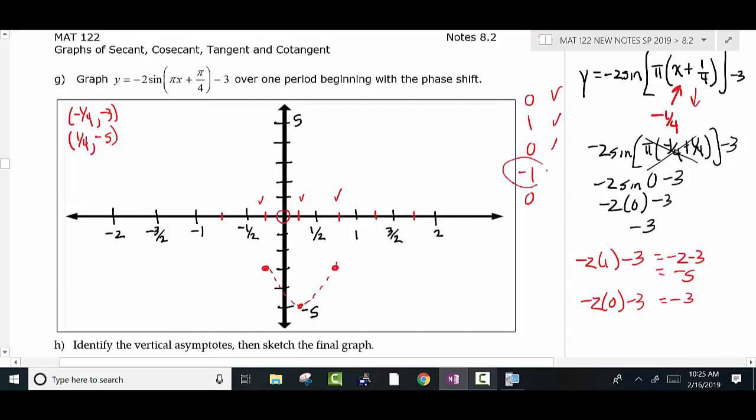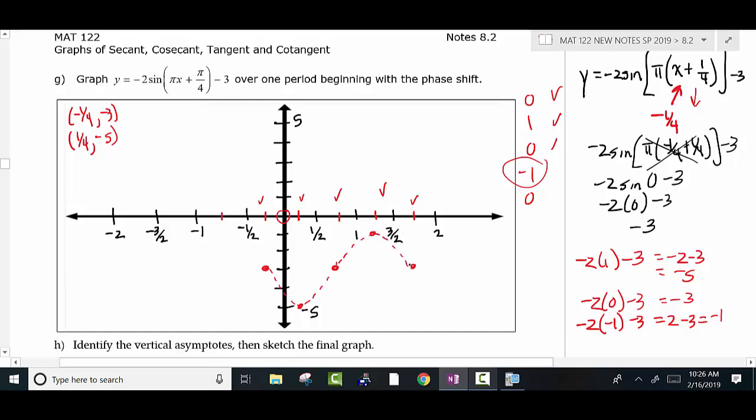The fourth key point has a y value of negative 1. So we say negative 2 times negative 1 minus 3. That's 2 minus 3, so that's negative 1. So when we get to this fourth key point, we're down at negative 1 now. Okay, and then from there you can pretty well predict the next point will be down at negative 3, so you got it.